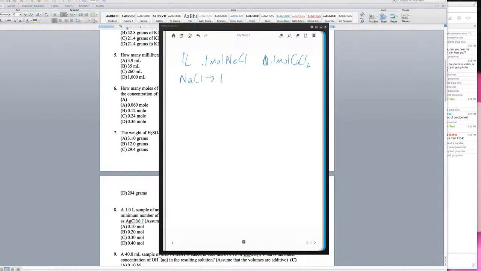NaCl will give us 1 Na+ plus 1 Cl-. So if you have 0.1 here, you know you're going to get 0.1 here, okay? Which means that the CaCl2 is going to give us 1 Ca2+ plus 2 Cl-. So 0.1 will give us 0.2. So you guys see that, which means that altogether we have 0.3 moles of the Cl-.